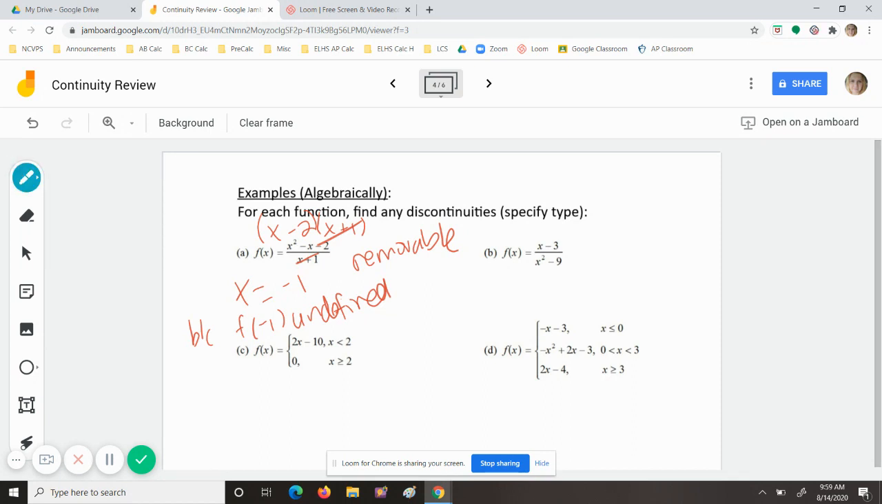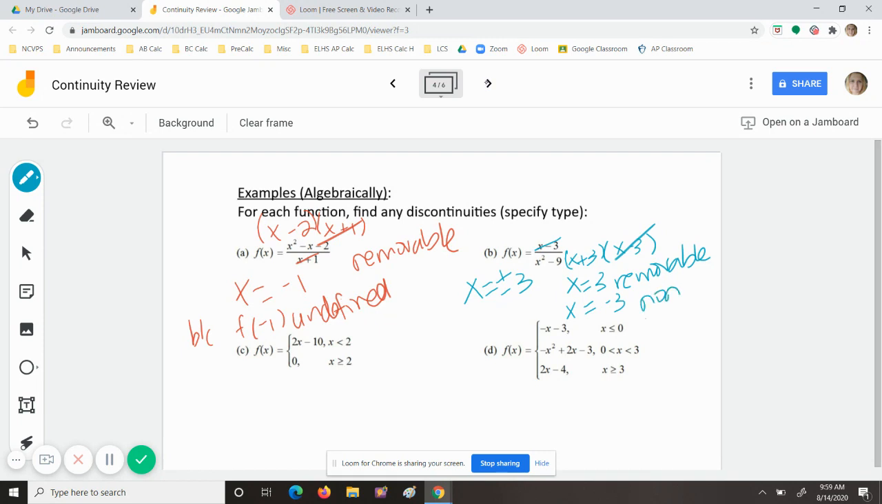Let's look at that second one. If we set the bottom equal to 0, we know we're going to have discontinuities at positive and -3. That would make the bottom equal to 0. So we know we are not continuous there. Let's talk about what type. If we factor the bottom, that's a difference of squares, x plus 3, x minus 3. So the x minus 3's would cancel out. That means x equals 3 is a removable discontinuity. That's just a hole in the graph. Whereas at x equals -3, there's going to be an asymptote there.